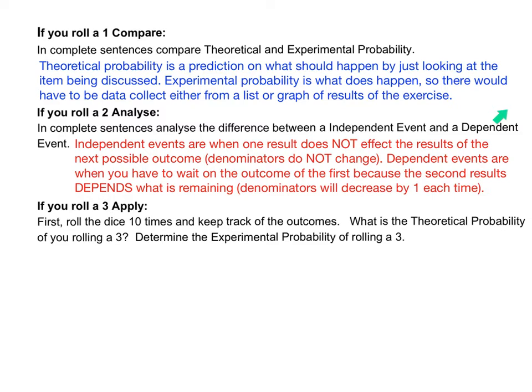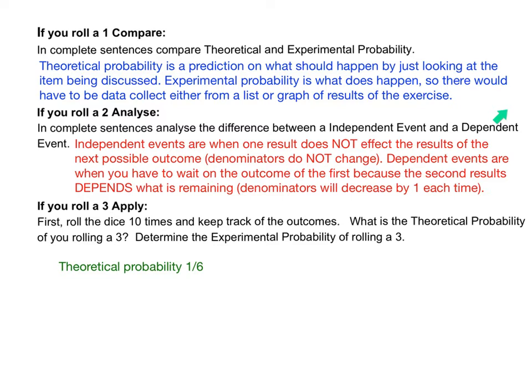If you rolled a 3, we asked you to apply. So you had to roll the dice 10 times and keep tally of your results. Then you had to state your theoretical probability and experimental probability of rolling a 3. Now before you begin, you should know right away, theoretical probability is before you begin the tally. So before you begin rolling the 10, you could have answered theoretical probability. So in theory, you should roll a 3 1 out of every 6 times because there's 6 sides to a cube, and one of them is a 3.